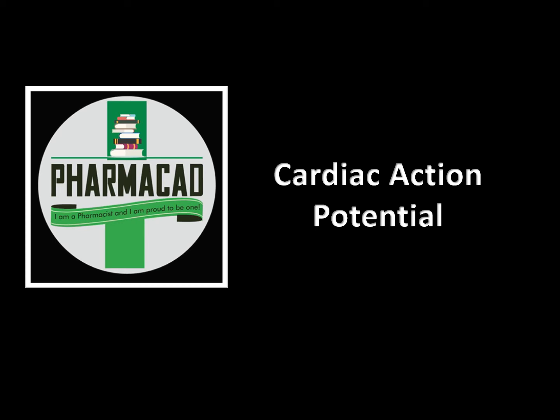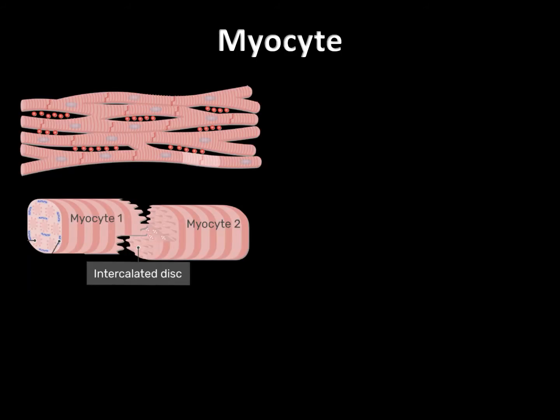Hi everyone, topic for this video is cardiac action potential. We all know that there are two important types of cells present in cardiac wall. First is myocyte, that is present in atria and ventricular walls, and second is pacemaker cell, which is present in SA node. So to understand action potential, we will focus on myocyte.